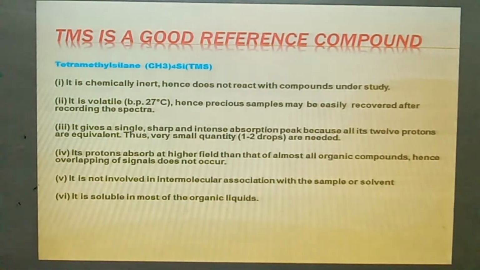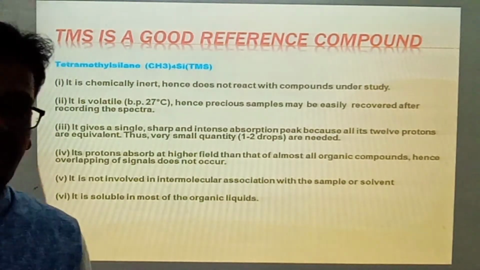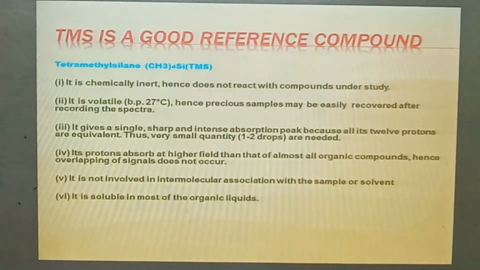If we go for the application-oriented part of this NMR spectral data, in NMR spectra we use tetramethylsilane. TMS is a compound with four methyl groups surrounded by silicon. This compound, called tetramethylsilane, is used as a reference standard, that is the 0.